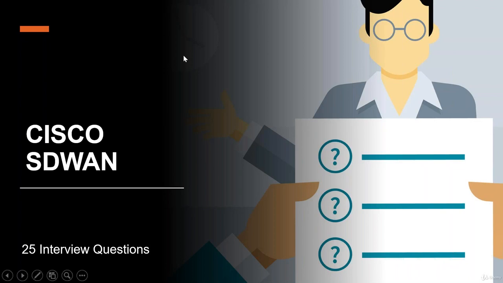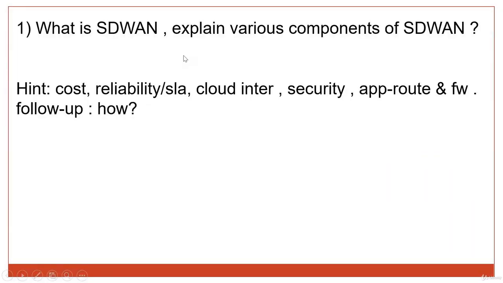Let's start with question number one. Maybe it can be asked, what is SDWAN? Explain various components of SDWAN. Means you have an existing network, then why are you going to spend money and upgrade the network to SDWAN? What's the benefit we have with SDWAN?